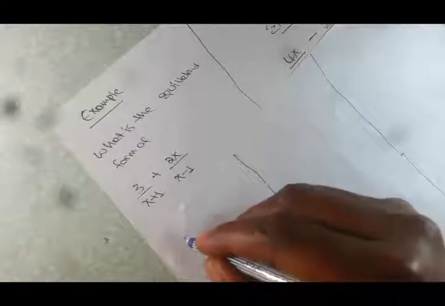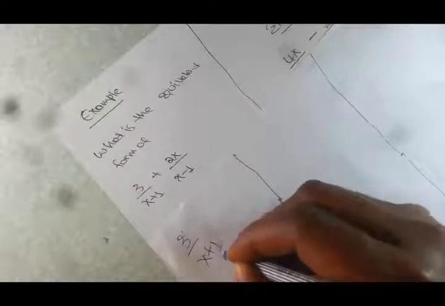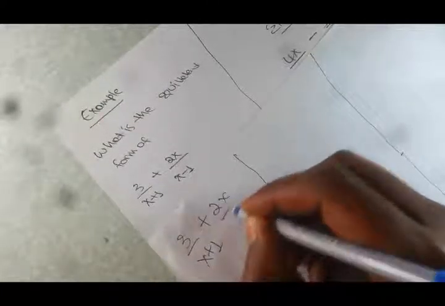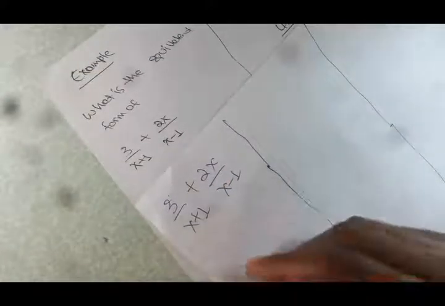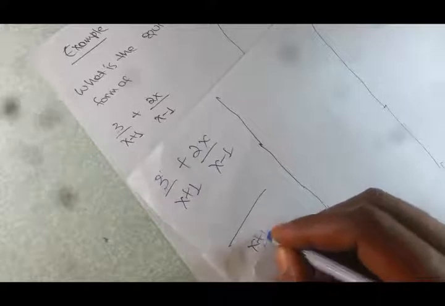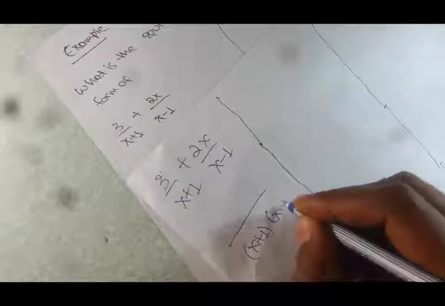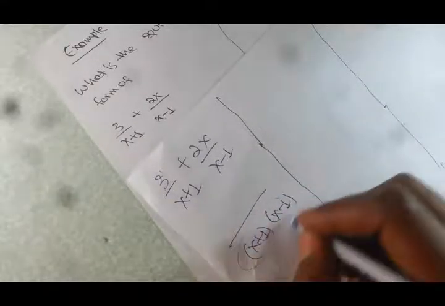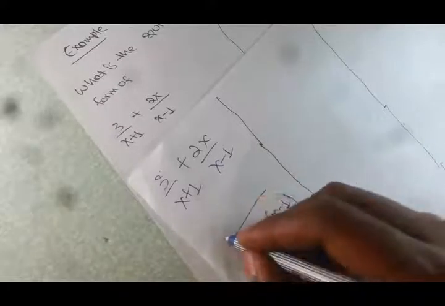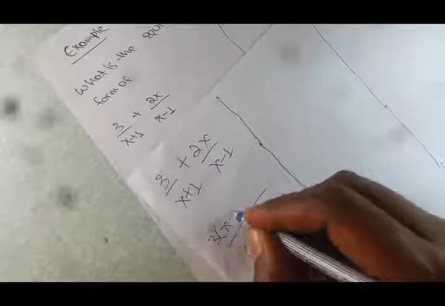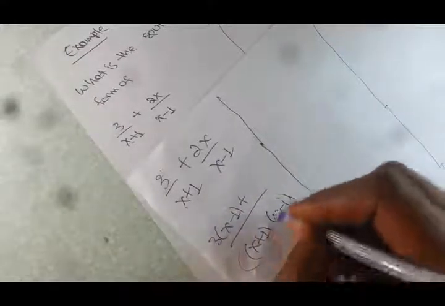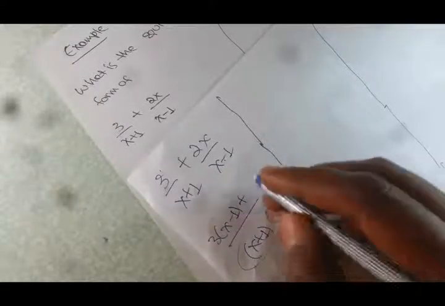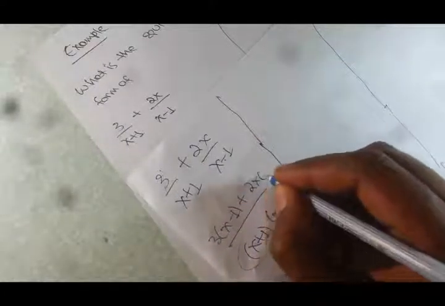So example 1 states that what is the equivalent form of 3 over x plus 1 plus 2x over x minus 1. First, what is the common denominator of x plus 1 and x minus 1? Simple. X plus 1 times x minus 1. When you divide this by this, x minus 1 will be left. Therefore 3 times x minus 1 plus, when you divide this by this, x plus 1 will be left, 2x times x plus 1.